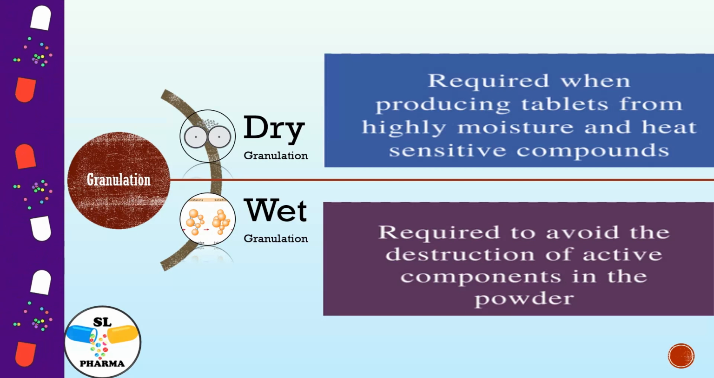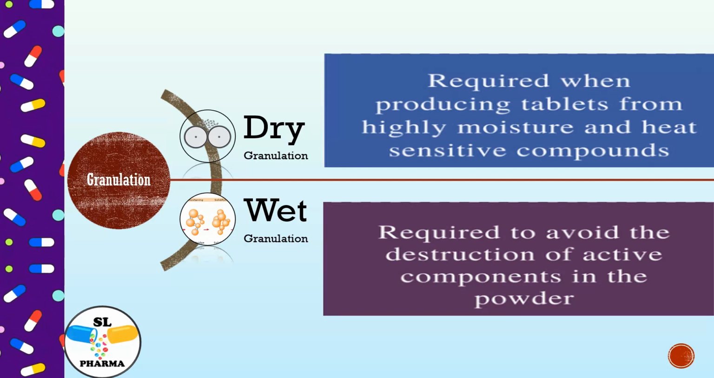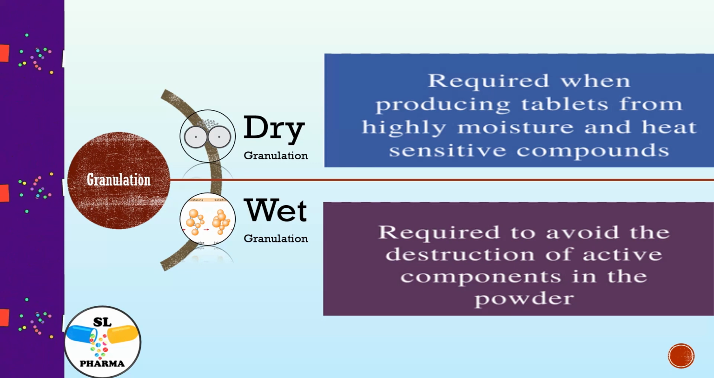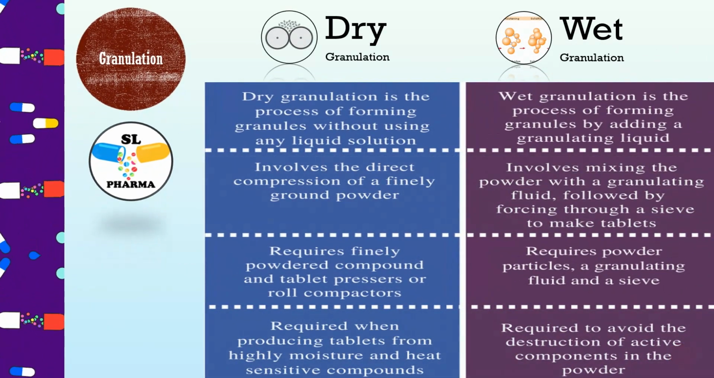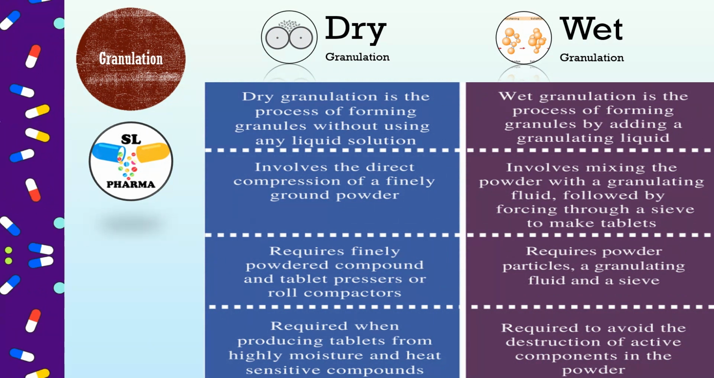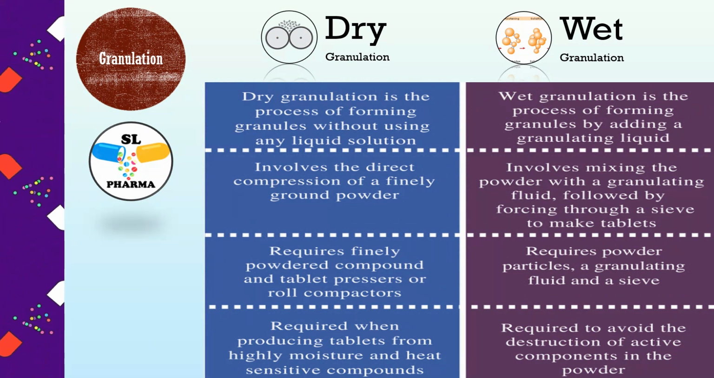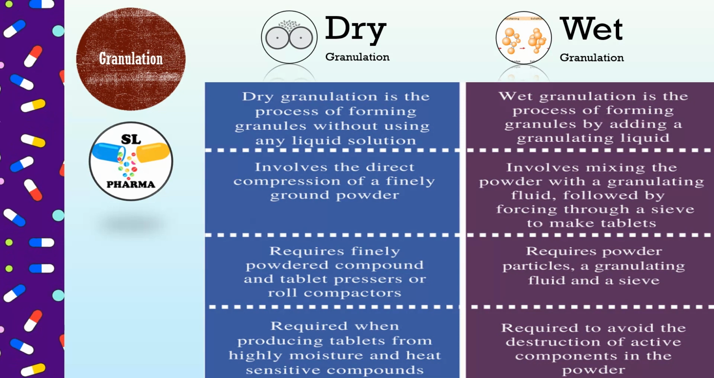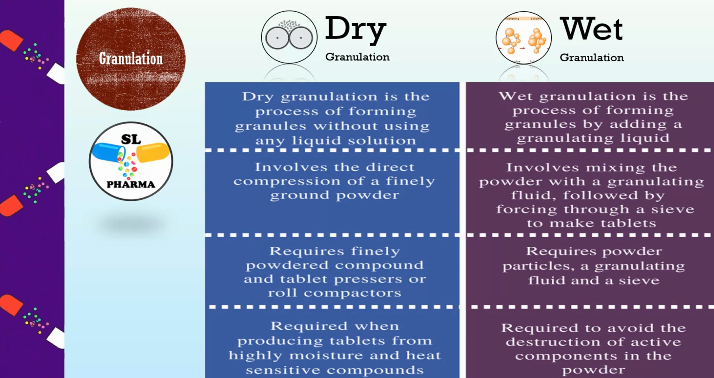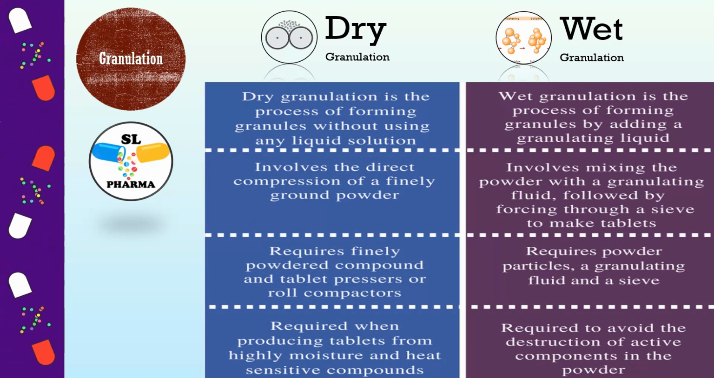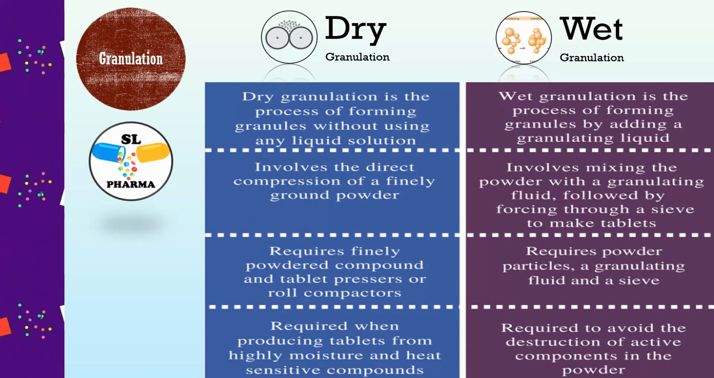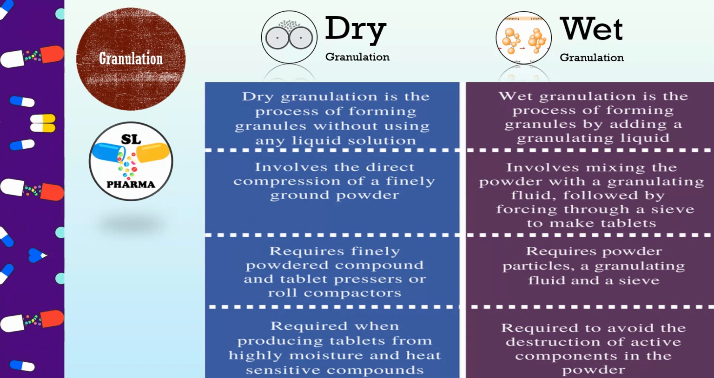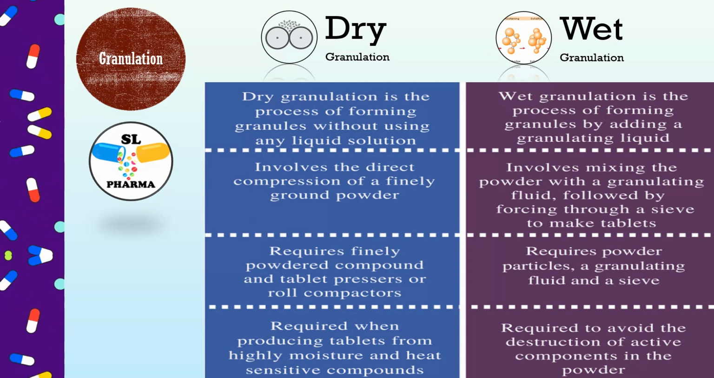Dry granulation is required when producing tablets from highly moisture and heat-sensitive compounds, and wet granulation is required to avoid the destruction of active components in the powder. Dry granulation can be achieved through roller compaction or slugging. Dry powder is passed through a roll compactor, which is then granulated to uniform particle size and used to form different textures. Granules created by this method are porous and highly compressible and allow for fast disintegration and modification of release time. This process is excellent for moisture-sensitive drugs.